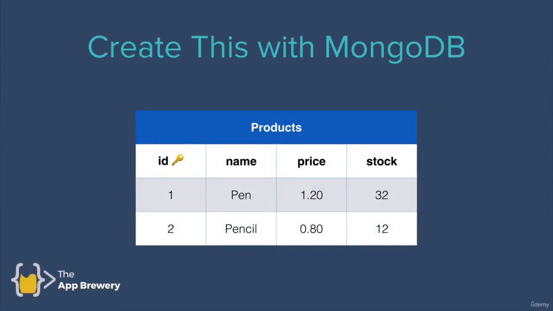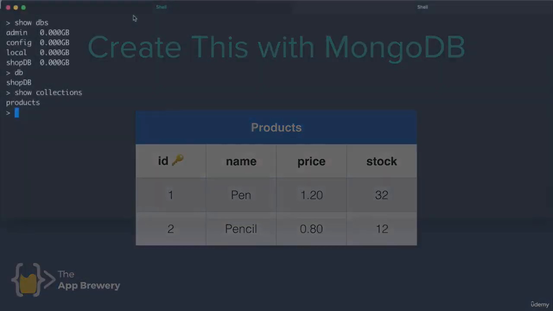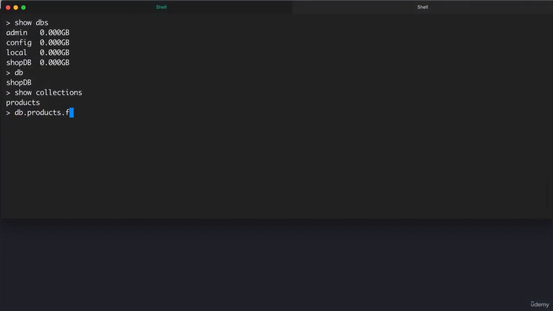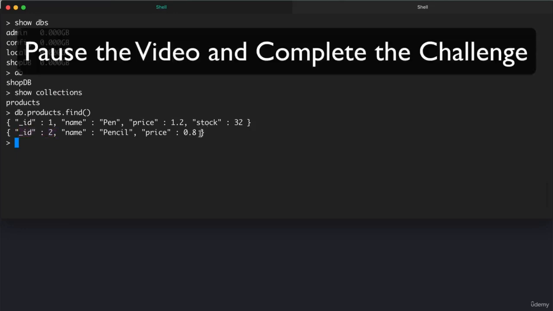I want you to update our second document that has an ID of 2 to have a stock field which has a value of 12. So we know that at the moment we have two records, and we've managed to update our first record to have a stock value of 32, but we now want this second record to also have a stock value, and that's going to be equal to 12. So pause the video now and try to complete the challenge.